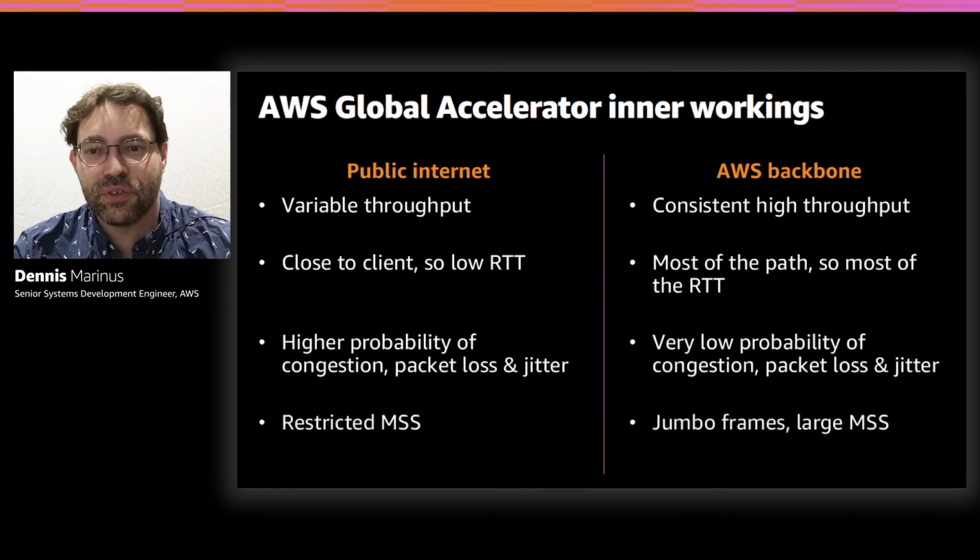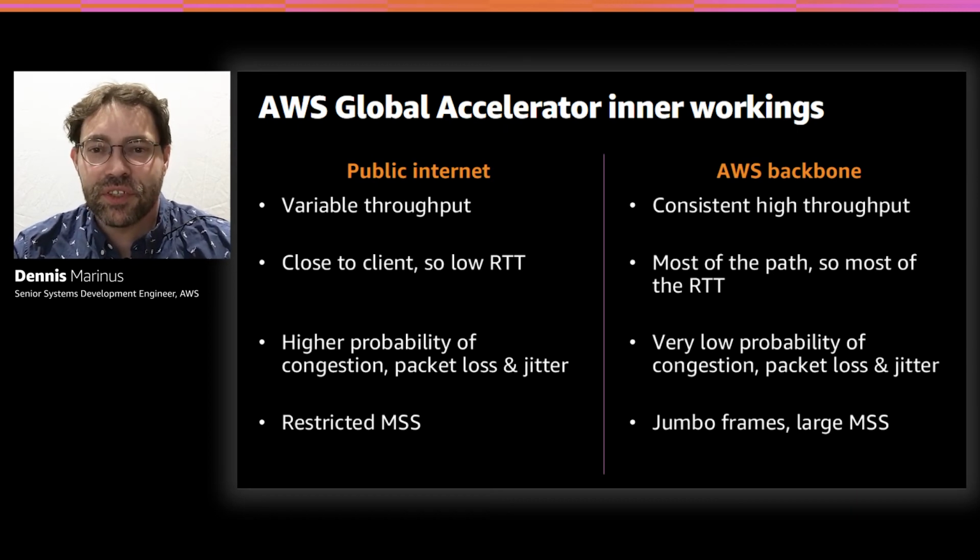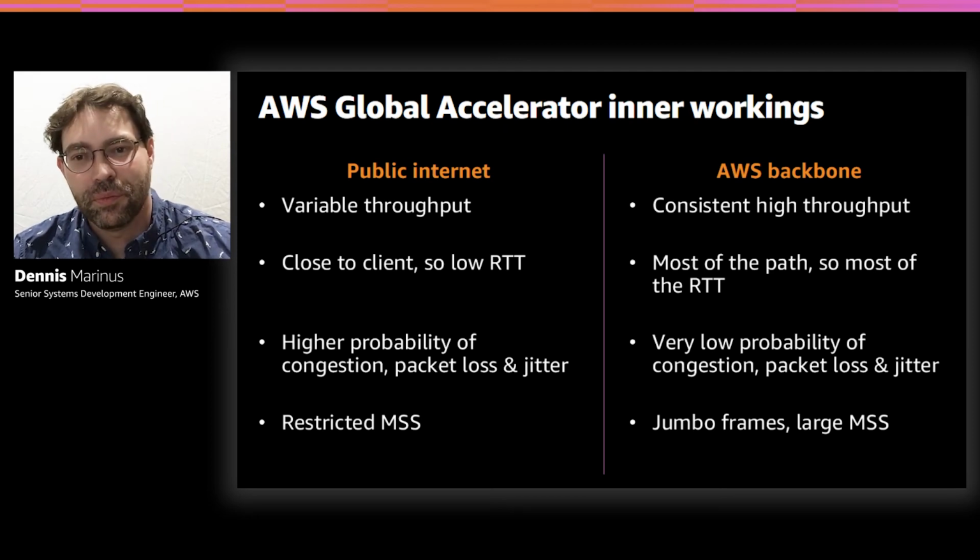And since we fully control our backbone links, we can also use features that the public internet doesn't support. One of these is called jumbo frames, and this allows us to increase the amount of data in a single packet from about 1400 bytes on the public internet to over 9000 bytes on the AWS backbone. This allows us to pack nearly 6.5 times as much data in a single round-trip time.